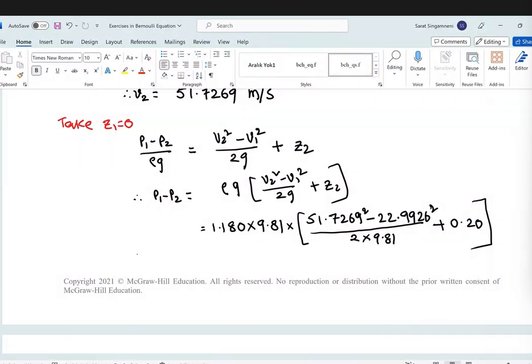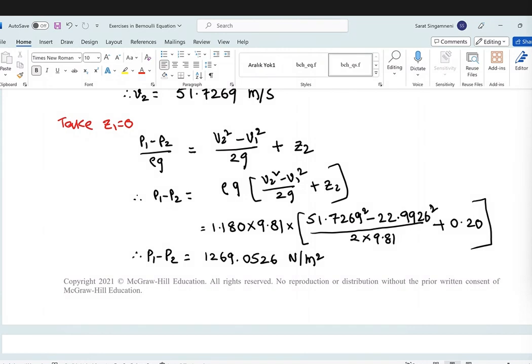Solving this, we get the pressure. We are measuring the pressure difference from 1 to 2. That is equal to 1269.0526 Newton per meter square. This is the pressure, Newton per meter square.